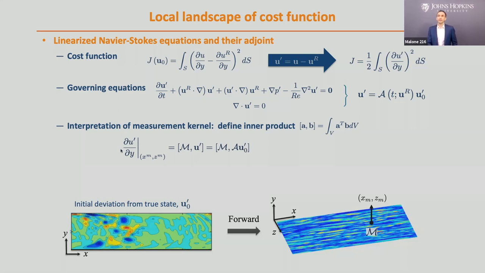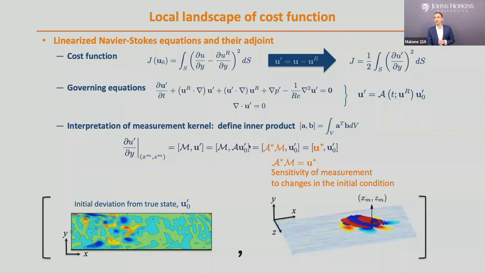So to compute this sensitivity of my measurement here at x_m, z_m, basically what I have to do, I have to take my initial condition and perturb it, solve Navier-Stokes and collect measurements. And I have to go to every point in the initial condition, x, y, z, u, v, w, and p, and introduce a small perturbation and march it with Navier-Stokes, take the measurements, and be able to look at the sensitivity. Or I can use the adjoint to move the A operator to act on the measurement kernel.